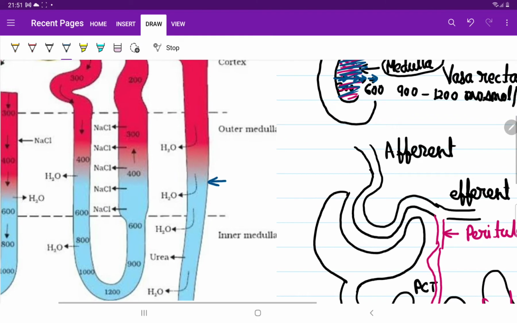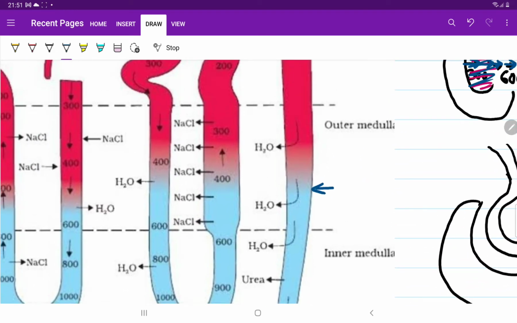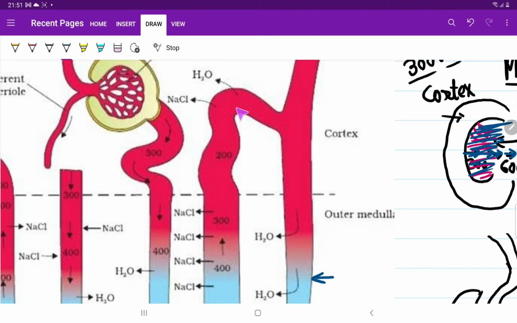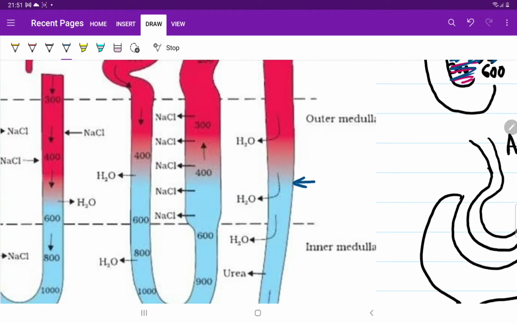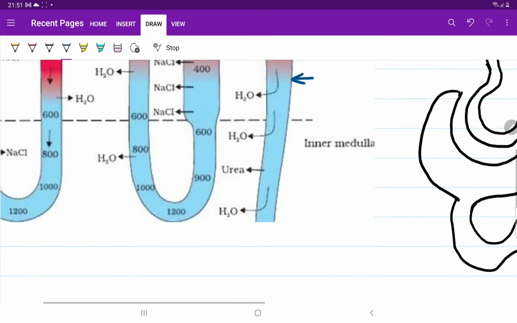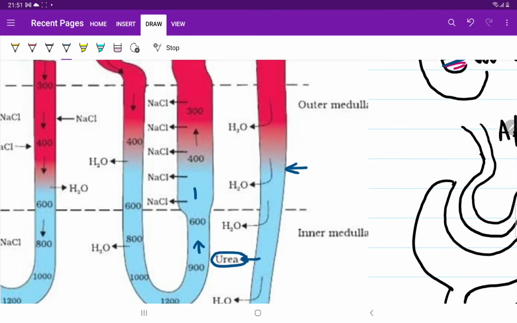In this diagram, this is our collecting duct, this portion is the renal medulla, and this upper region is the cortex. We will talk about the medulla, because it is in the medulla that concentration of urine occurs. So our collecting duct retains some amount of urea. That urea will be absorbed, come to the interstitial fluid, and from the interstitial fluid it will go to the ascending loop of Henle.